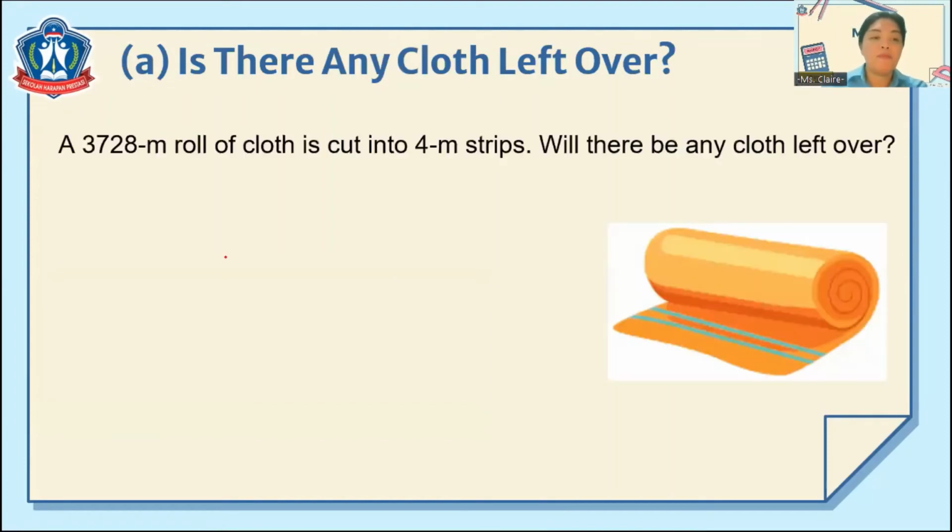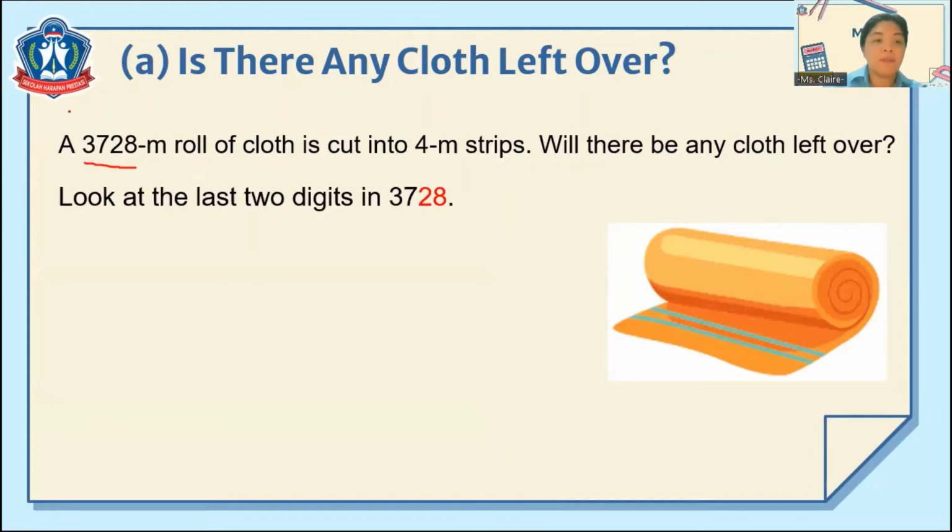Okay. Is there any cloth left over? I have here a problem. A 3,728 meter roll of cloth is cut into 4 meter strips. Will there be any cloth left over? It means we are going to divide 3,728 meters by 4 meter strips. So look at the last 2 digits of this number, and that is 28. Now, 28 is divisible by 4. That is 28 divided by 4 equals 7, right?